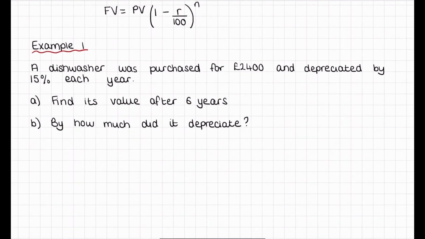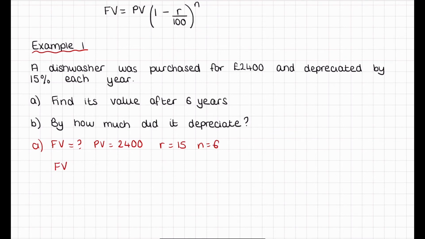So all we need to do is work out our information. So we're working out our future value. The present value amount it started with was $2,400. The rate is 15, and then our N will be 6 because it's for 6 years. Put that into our formula.